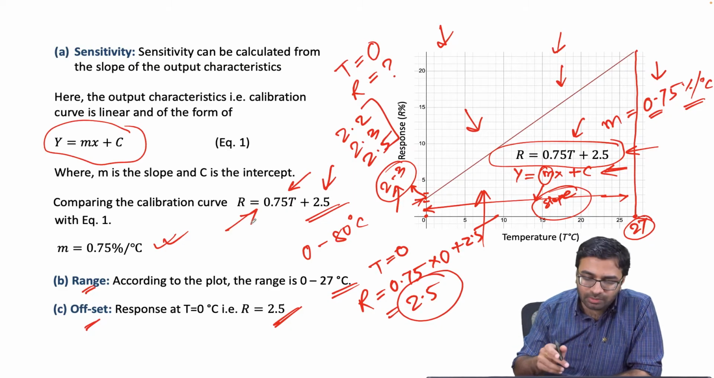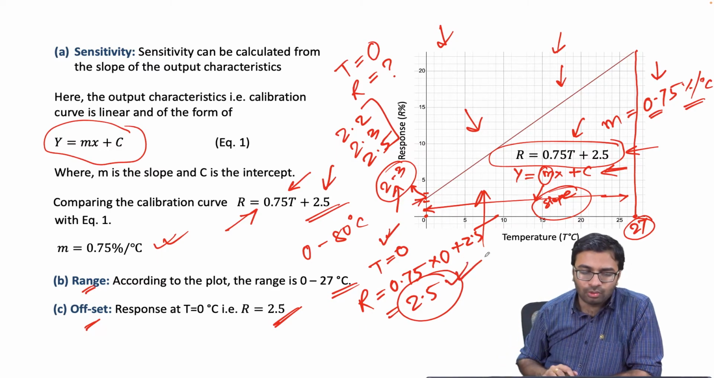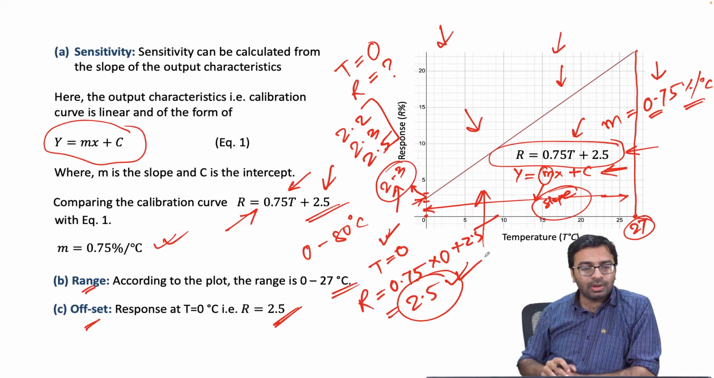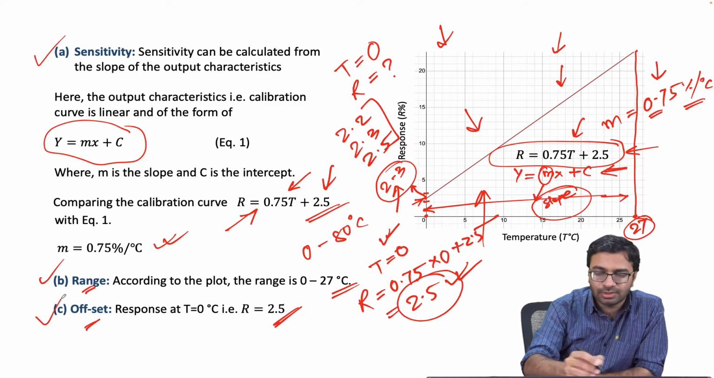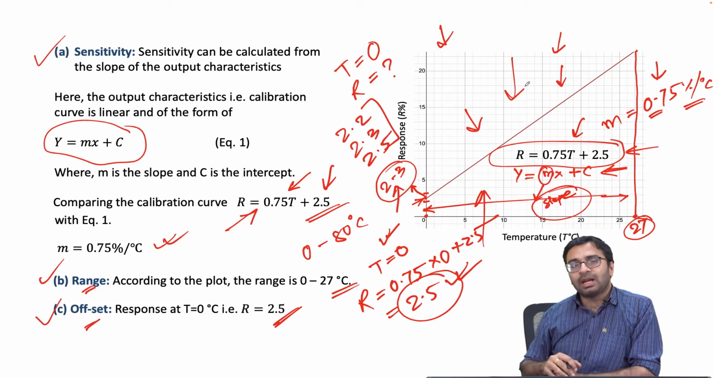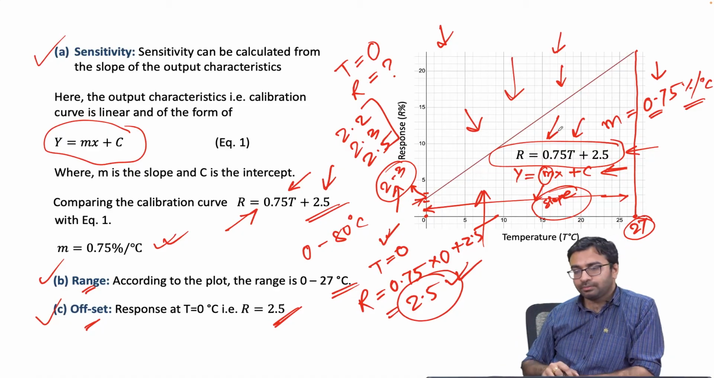So in this case, if you put t equal to 0, then your R is equal to 0.75 into 0 plus 2.5, which is equal to 2.5. So this is how you can calculate different parameters like sensitivity, range and offset from a given calibration curve or a given calibration equation. Okay.